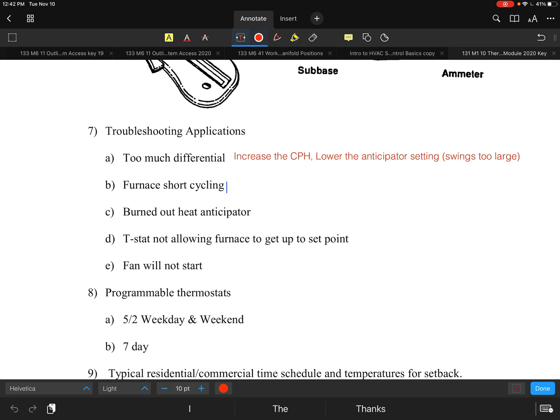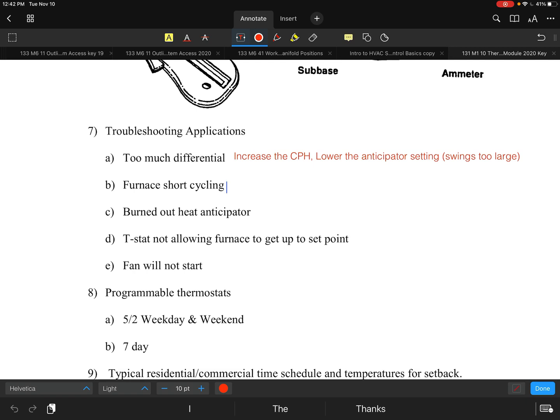All right, short cycling, furnace short cycling. I talked earlier about an example I had, an application where I had a furnace that was probably easily double the size, way too big. And that was just not a good thing to have happen.